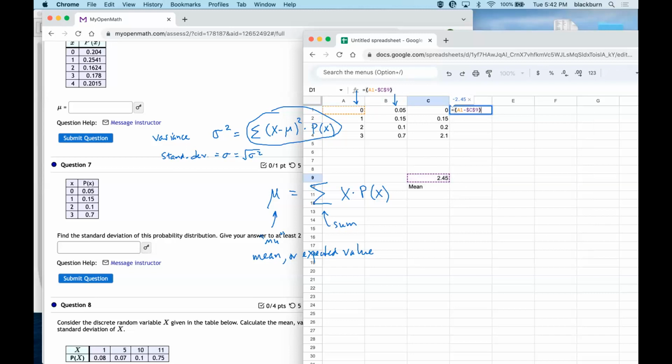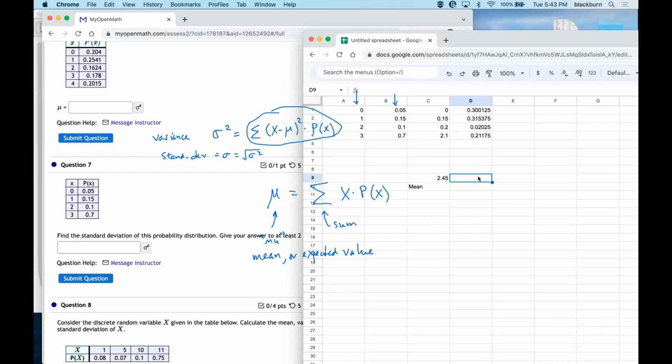Now I want to square it, so I hit Shift 6. Shift 6 is the to the button, so to the second. So that's the x minus mu squared. And then I want to multiply all that by the B1. Enter, and there we go. Suggested autofill. Sometimes it does that. You just hit check, and it copied all those down. And you see how it stayed $C $9. That stays the same for every one of them. And then the A4, B4, A3, B3, those change.